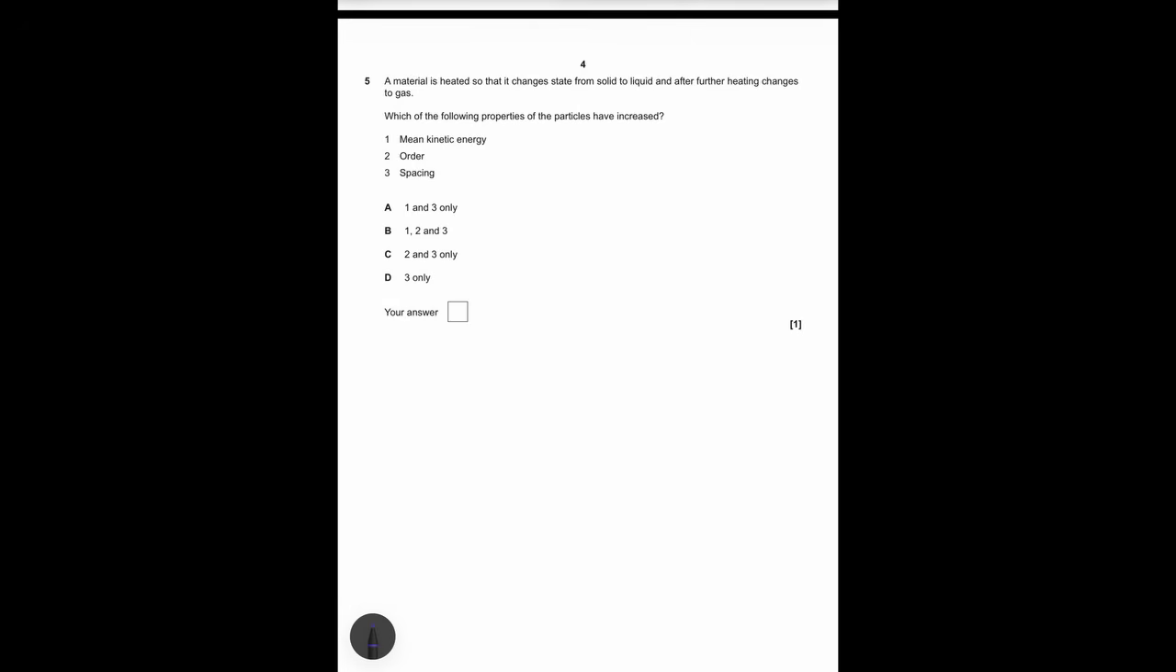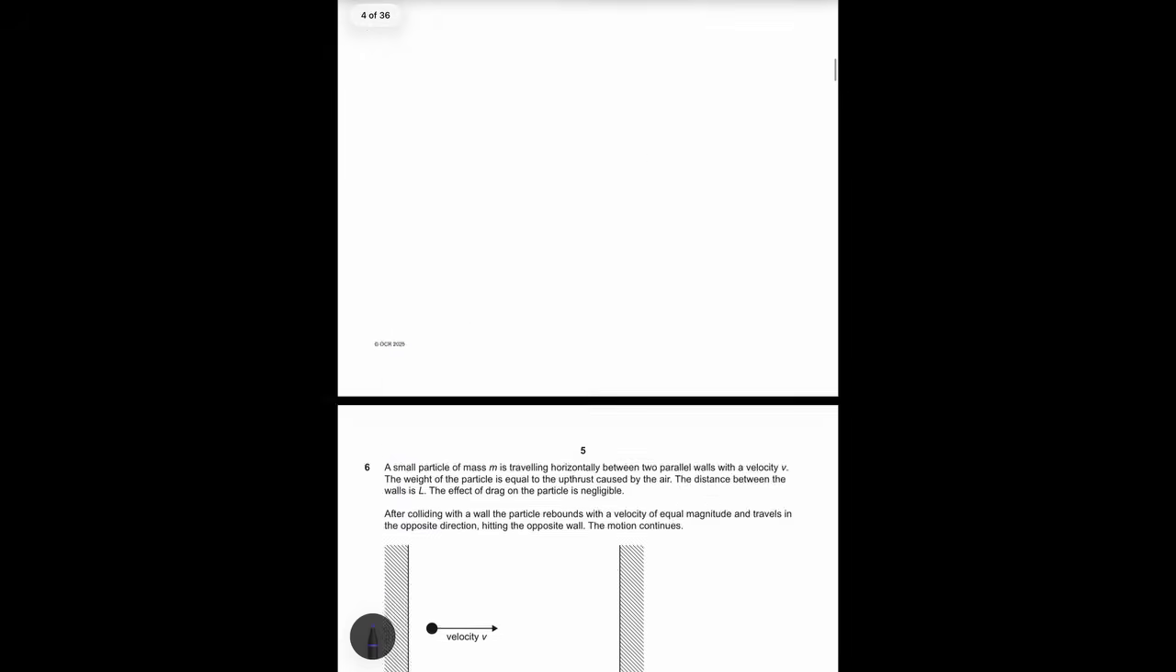So it's heated, so it changes from solid to liquid, and then it changes to gas. So what's changed? If something is heated up, is the mean kinetic energy going to increase? Yeah, it is. Is the order going to increase? Well, no, because it's become less ordered because solid's got the most order, so that's not going to be true. And is the spacing increased? Yeah, it is. So now again, I'm just going to hope that one of my options is 1 and 3, and yeah, it is. It's that one. I'm pretty happy that I've got the right answer there.